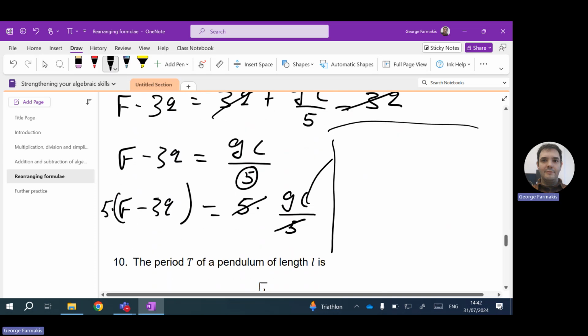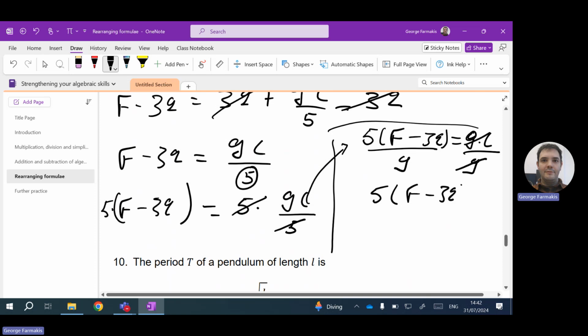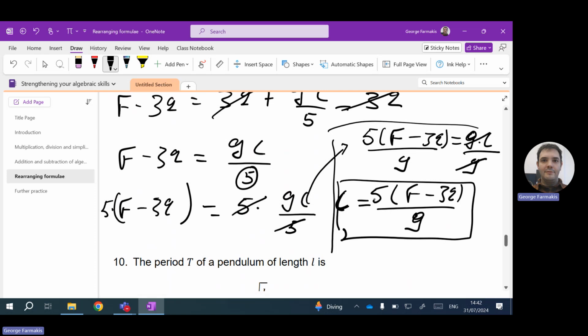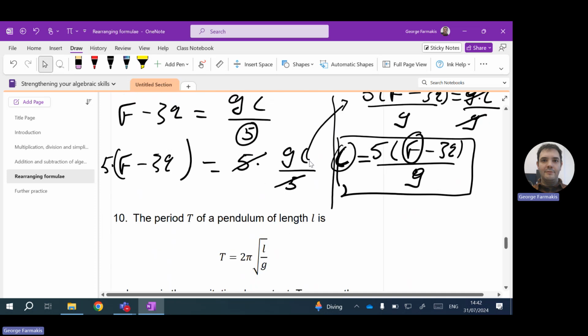Let me go here. So we have 5 Fahrenheit minus 32 equals 9C. And now because 9 multiplies C, if I divide with a 9 both sides, here we can simplify. So I have 5F minus 32 over 9. So C equals 5 times F minus 32 over 9. So we have rearranged the formula so that if we know the degrees in Fahrenheit, we can find the degrees in Celsius. Okay, I think we have 2 more examples.